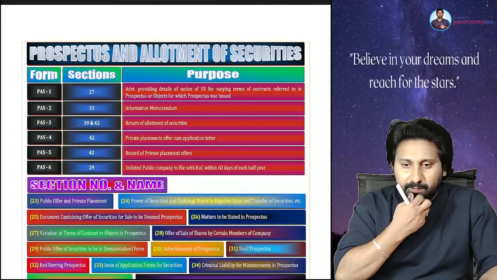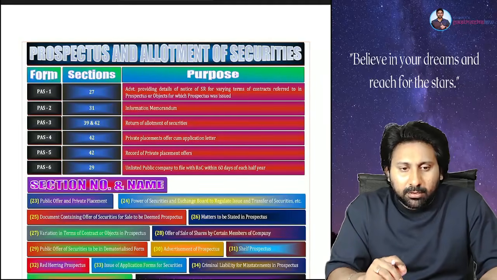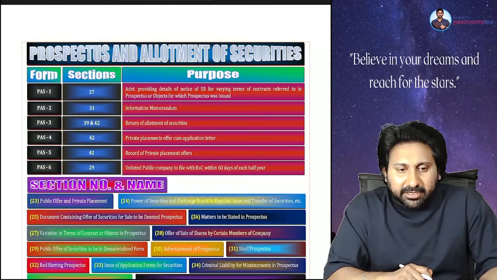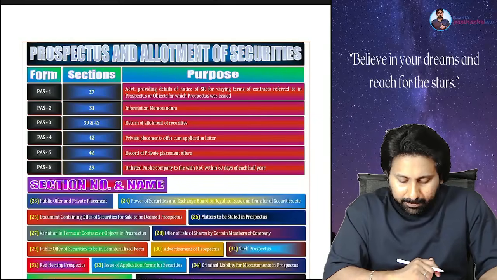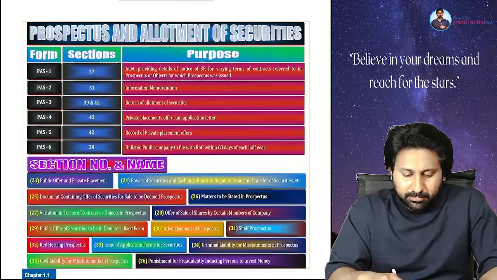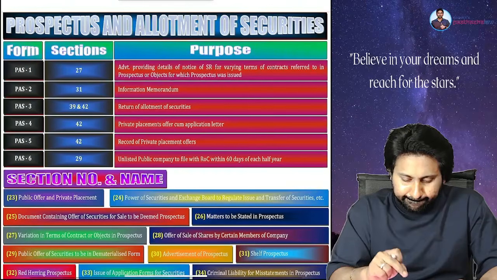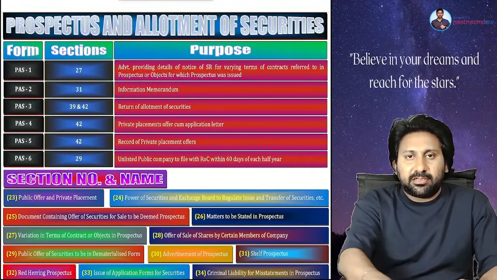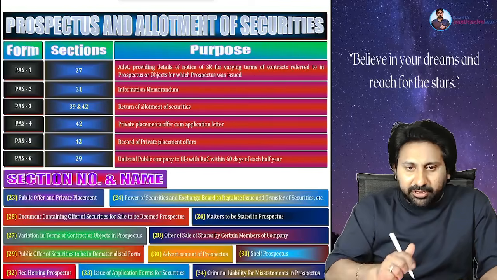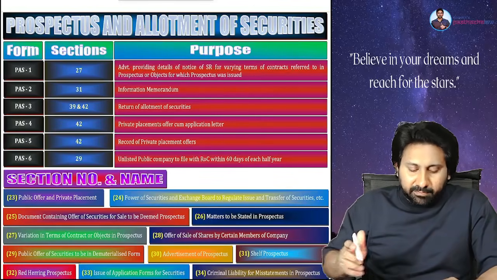Okay, please open whatever book you are following. Name of the chapter: Prospectus and Allotment of Securities. Before we start with the chapter Prospectus and Allotment of Securities, let me make certain things clear.